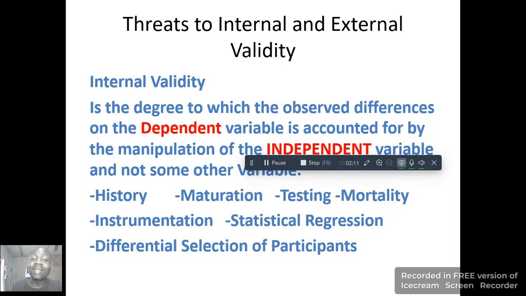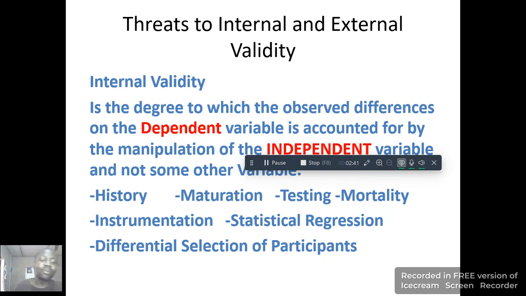We are now saying that internal validity refers to the fact that the observed difference on the dependent variable is accounted for by the manipulation of the independent variable and not some other variable. That means what caused that difference, that increase in achievement or whatever it is, is the changes made by the independent variable, not other changes.